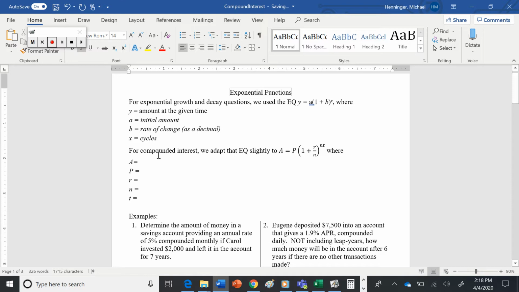Okay, now, for compound interest, the formula is just slightly different. Okay, we have different letters here now. Now it looks scarier because there's a fraction, there's multiple things in the decimal, but it's still pretty much the same thing. Okay, A takes the place of Y. A is your amount in the account at the given time. So at time t. P is what's called your principal. Okay, that's your initial deposit.